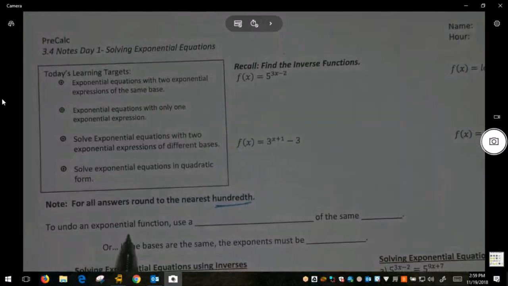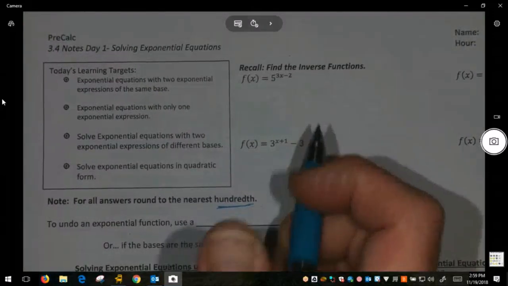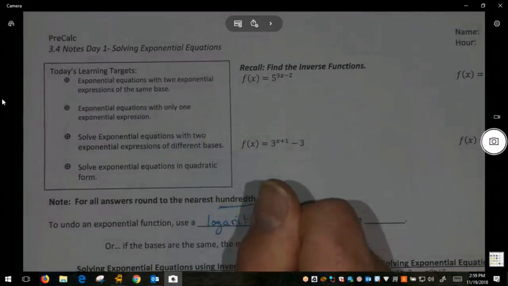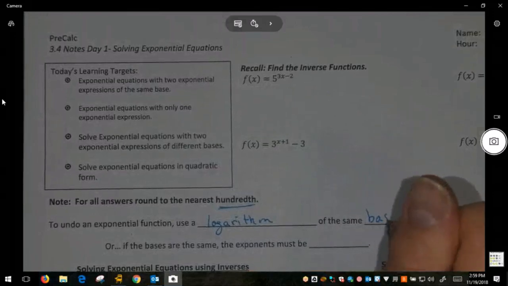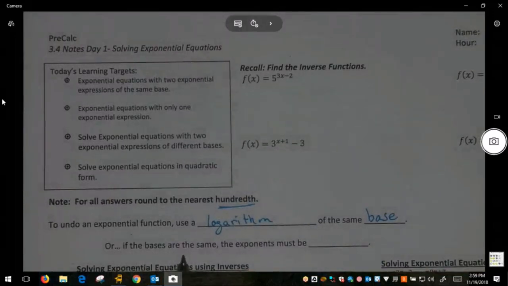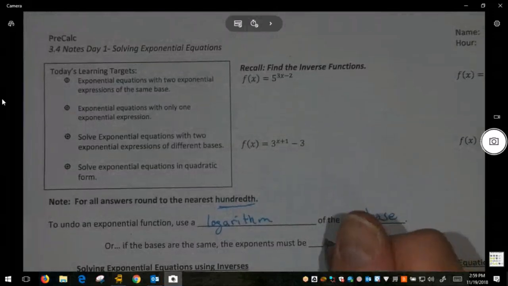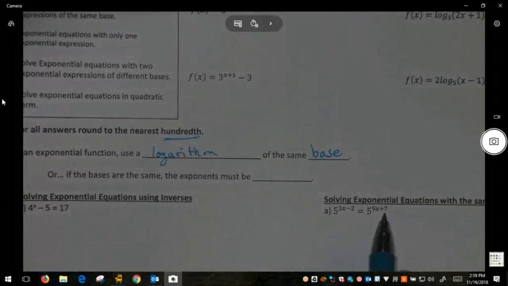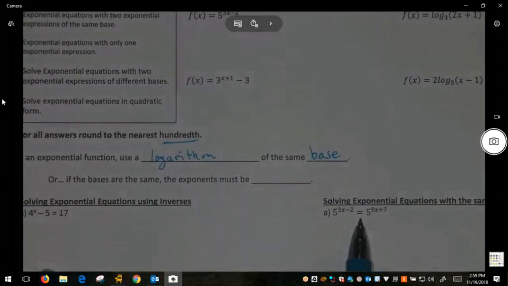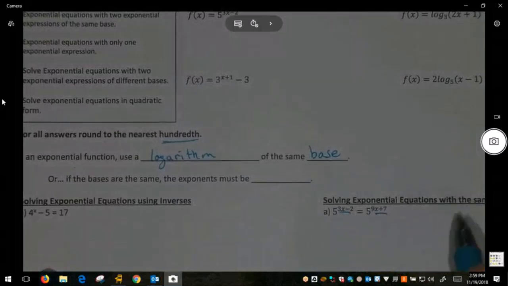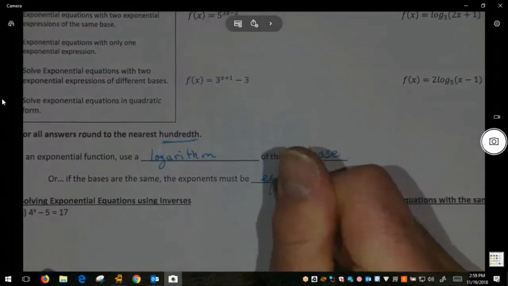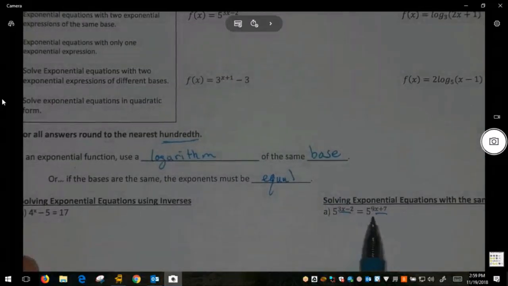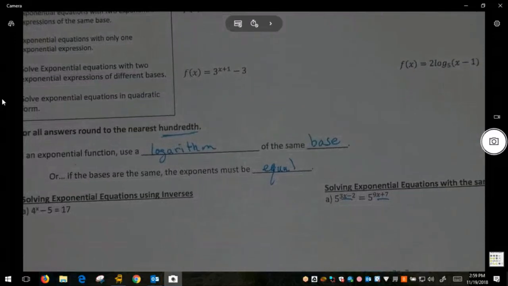To undo an exponential function, you've known this since lesson 3.1, use a logarithm of the same base. Or if the bases are the same, the exponents must be. For example, look at this problem down here. 5 to this power, 5 to that power. I don't know what the power is, but for this equation to be balanced, these exponents have to be equal. So if I can somehow get the two bases to be written in the same way, then I can solve like this.